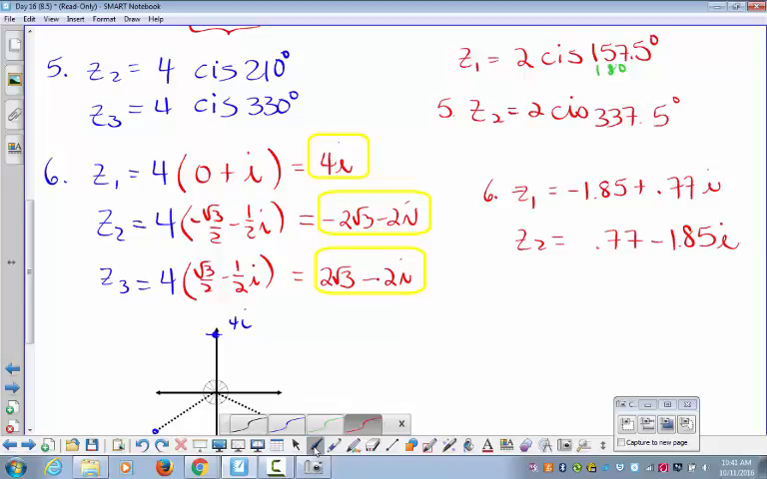So to type that into your calculator, you would be typing 2 cosine 337.5, and I believe you should get 0.77. And then 2 sine of 337.5, you should get minus 1.85. Yeah, 1.85 for the first one. Oh, I have it backwards. You're right. Thank you. Yeah. Oh, what a thing, though. I should have drawn a picture. A picture is easier to see it. You're right. Yep, thank you.